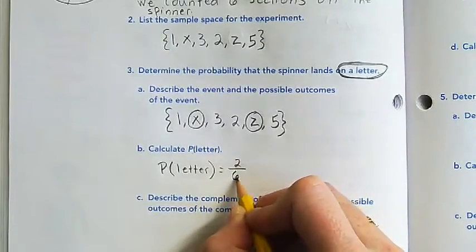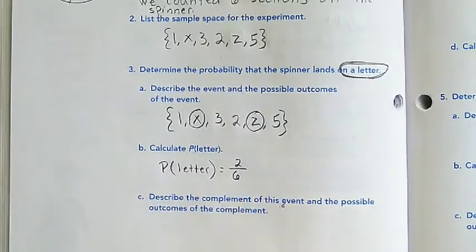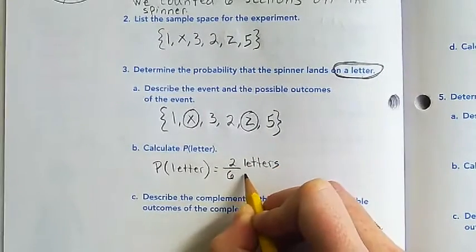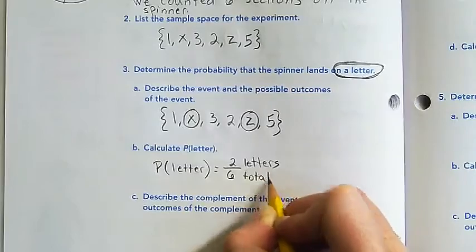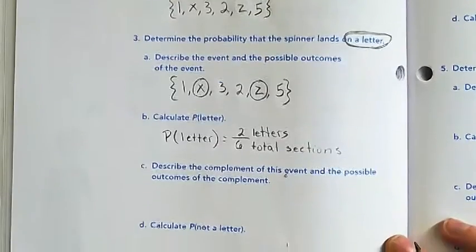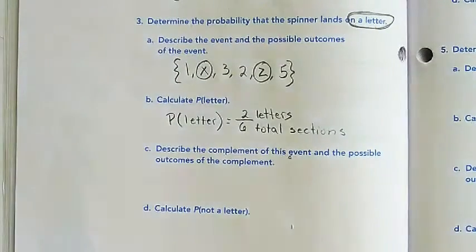So if we go back to number 1, when I said, why is this question important? Why was that 6 important? Because it's our denominator. Great job. So there were 2 letters out of 6 total sections. That's why we have 2 over 6. There's 2 letters out of 6 total sections on the spinner.